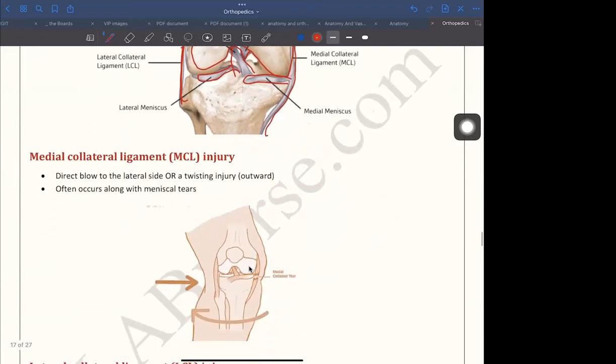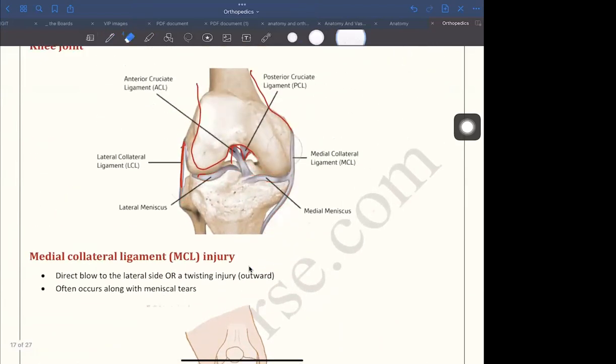And I think it's very relevant now to know because we are going to examine them in a bit more detail. So again, this is the menisci, and this is the anterior cruciate, posterior cruciate, and there is the medial collateral ligament and lateral collateral ligament.